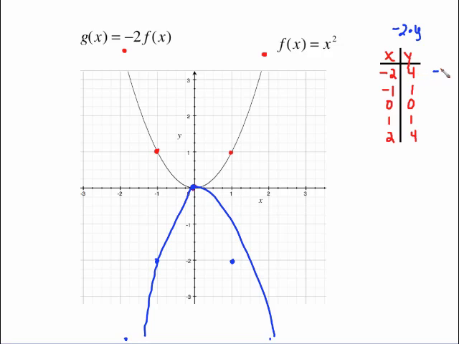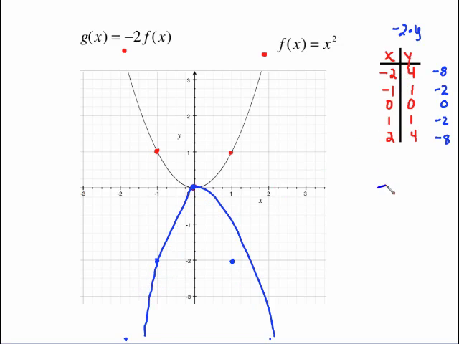4 times -2 makes -8. 1 times -2 makes -2. 0 times -2 is 0. 1 times -2 is -2. 4 times -2 is -8. And those are these points that I've got graphed. I didn't do a good job on the curve, but my points are in the right place.